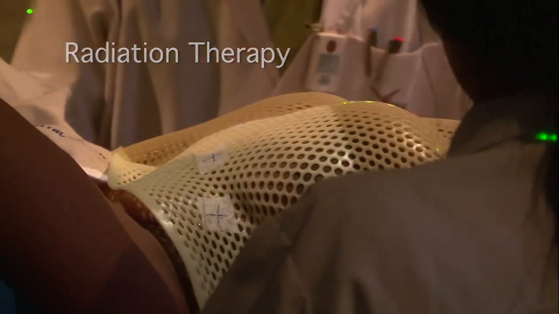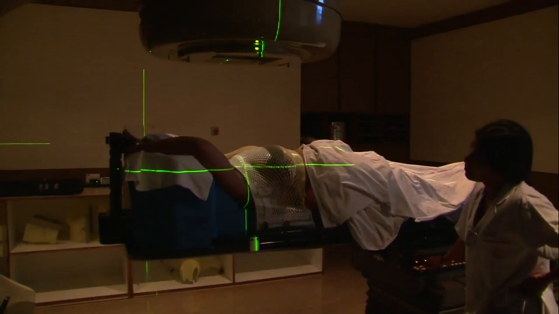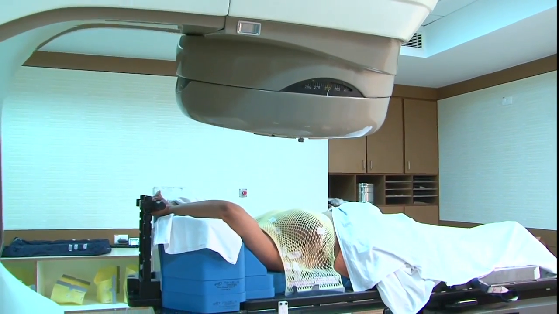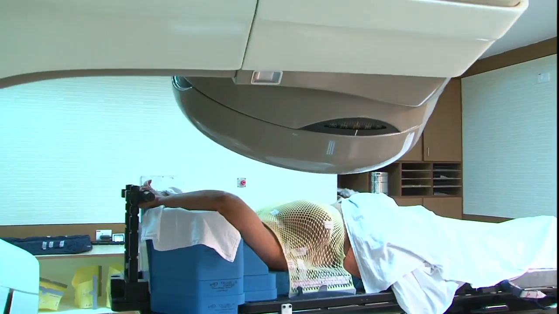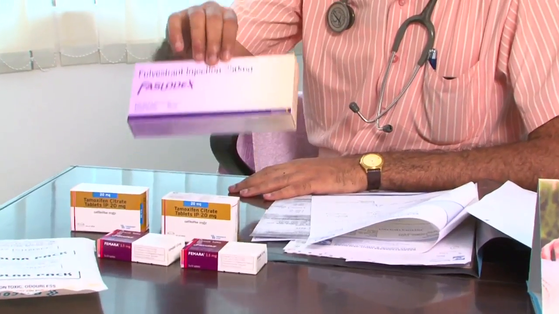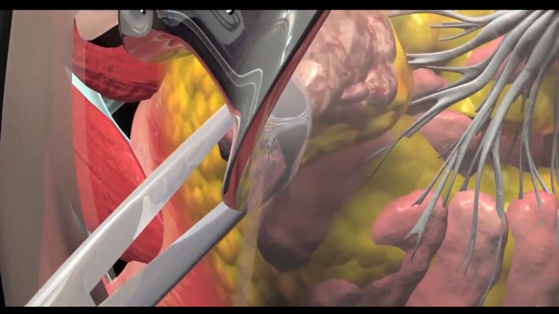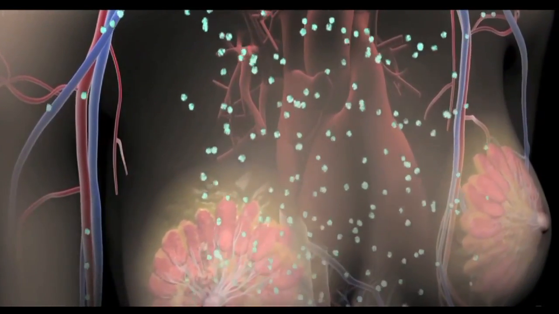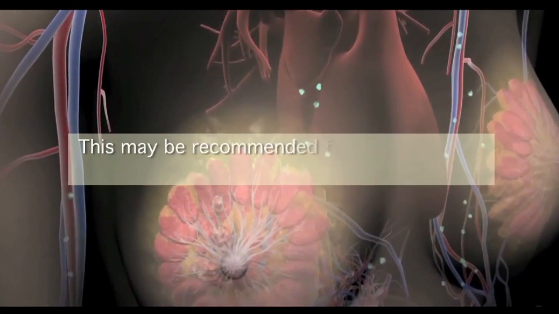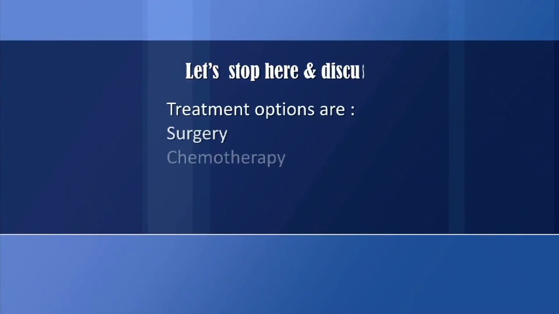Radiation therapy uses high-energy particles or waves, such as X-rays or gamma rays, to destroy or damage cancer cells and may be recommended for the treatment of some types of breast cancer. Hormone therapy is treatment with hormones, drugs that interfere with hormone production or hormone action, or surgical removal of hormone-producing glands to kill cancer cells or slow their growth. This may be recommended for the treatment of some types of breast cancer. Let's stop here and discuss.